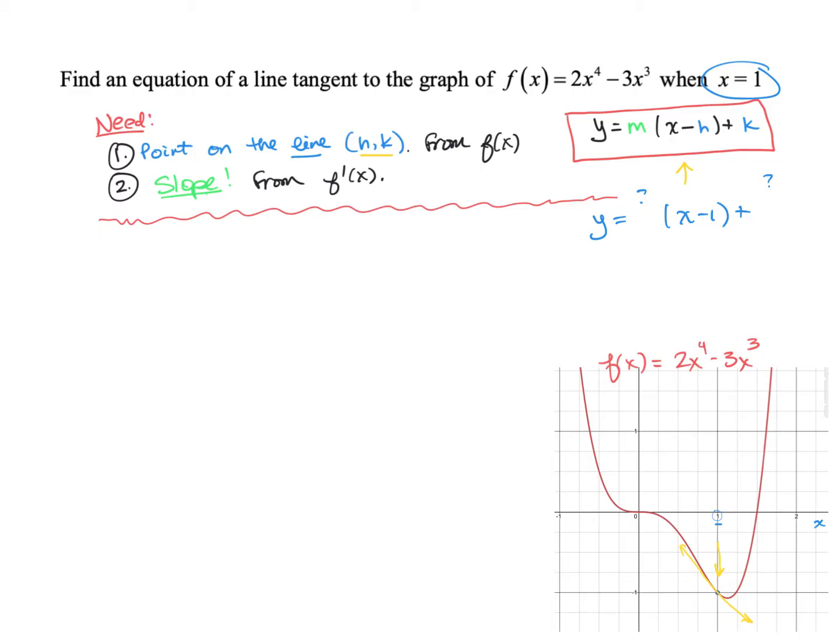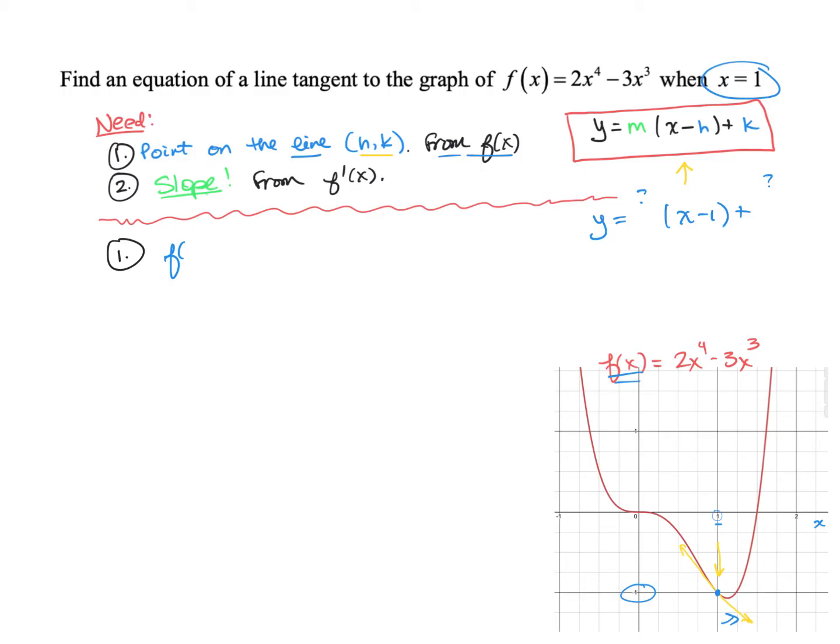The first thing I'm going to do is find the point on the line. So number one, find the point on the line. Since we don't know the equation of the line, we can't use this line to find the y value, but we can use f of x to find that y value. Obviously, you can see on the graph what it is, but you won't have a calculator, so you'll have to find it another way. So we're going to use f of x.